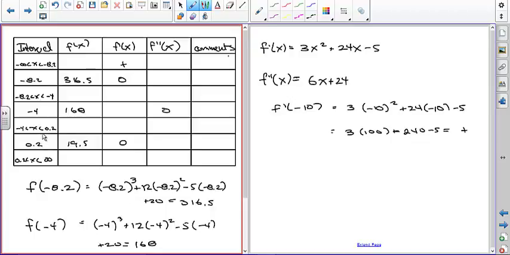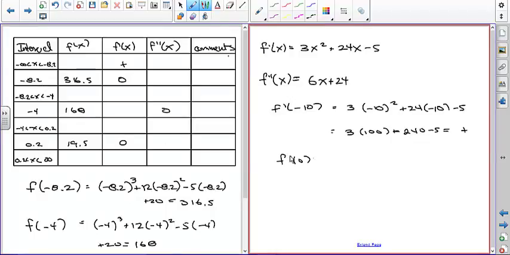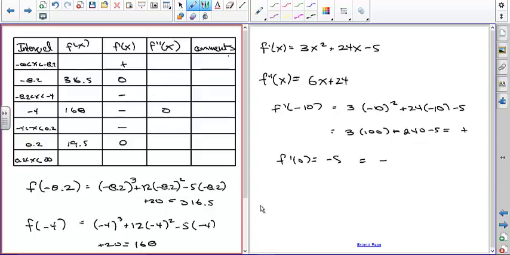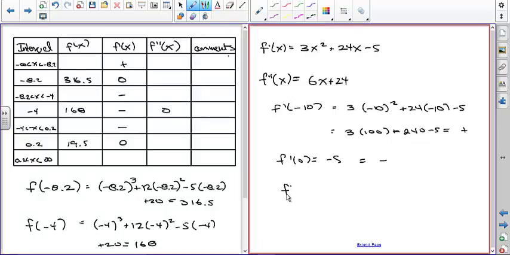The next one, I'd probably choose 0, because in this interval, which is from negative 8.2 to 0.2, the easiest one to evaluate is 0. So that's going to be negative 5, so that goes there, and that makes all of these negative. And then finally, I could do f prime of 1, which is in this interval. That'd be the easiest thing to do. So you have 3 times 1 squared plus 24 times 1 minus 5. And you can see, since this is negative 5 and these are all positive, it's going to be positive.